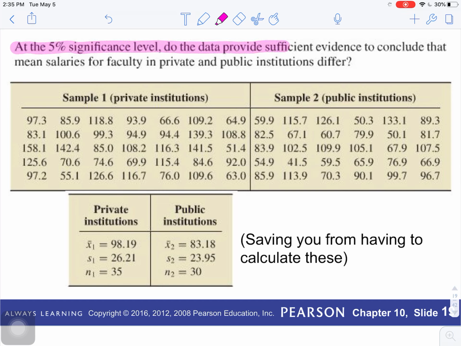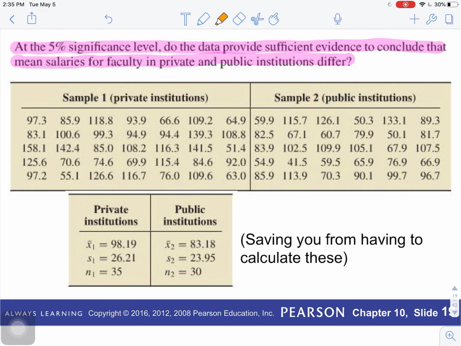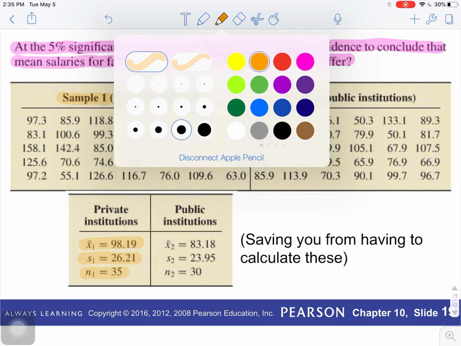So here at the 5% significance level, do the data provide sufficient evidence to conclude that the mean salaries for the faculty in the private and public institutions actually differ? I'm going to use orange for sample 1, the private institution. For the private institution, you have a sample mean of 98.19, a sample standard deviation of 26.21, and a sample size of 35.